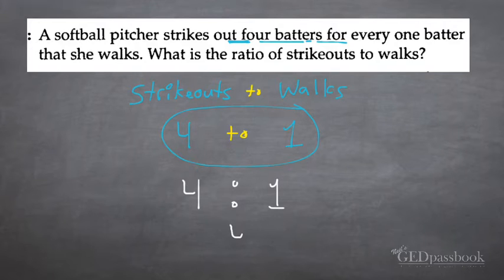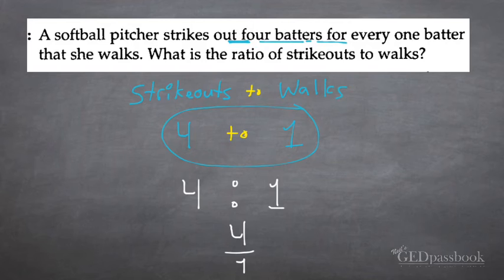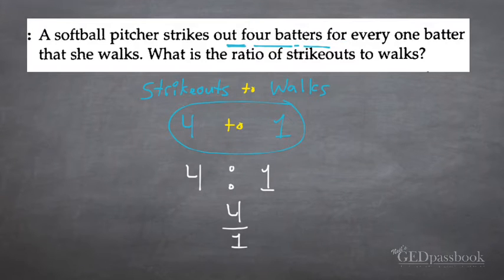And then we have the stuff that we worked on last week. It could be written as a full-blown fraction. 4 over 1 is the same as saying 4 to 1. All right? These are the 3 ways to write out your ratio. Any of these 3 ways that you do on the quiz or on your worksheets, it's 100% correct, as long as you present it as a ratio.